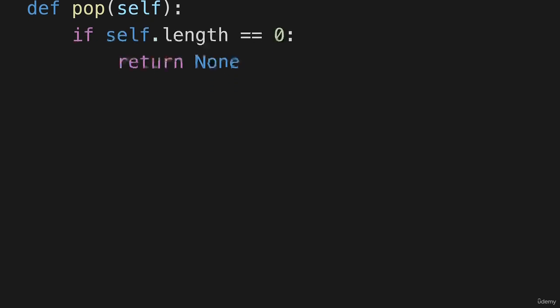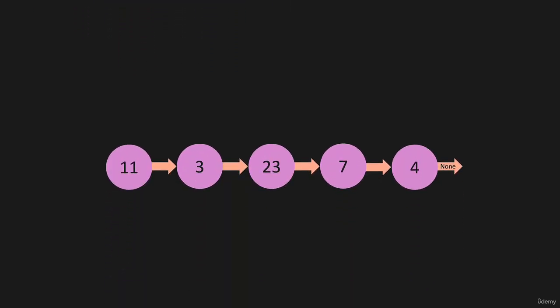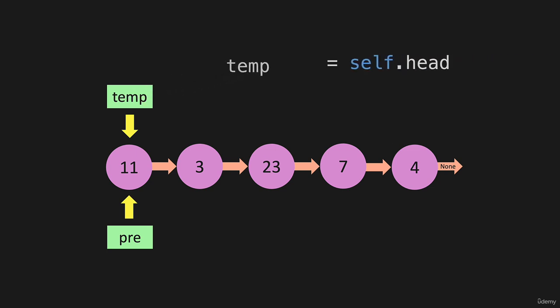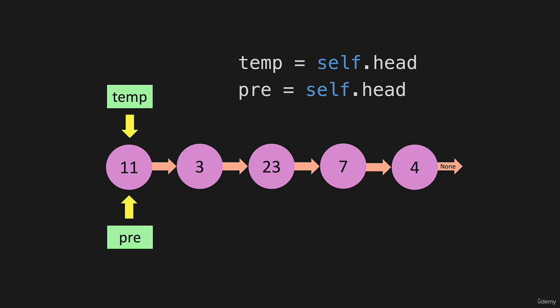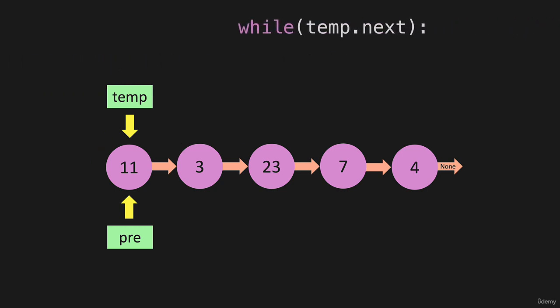So the next situation we're going to code for is if we have 2 or more items in the linked list. And as we discussed in the last video, we're going to have 2 variables that are going to be temp and pre. Let's create those. We'll say temp equals self.head and pre equals self.head. And then we'll walk through this with a while loop.